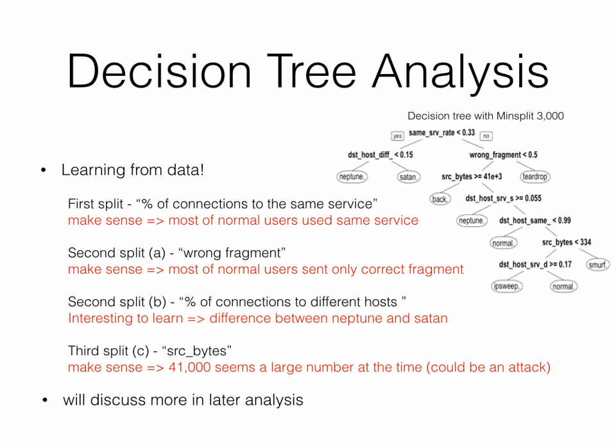When we finish building the decision tree, we can see the splits of it. The first split is on the percentage of connections to the same service. If it is less than 0.33, it will go left; if it's 0.33 or more, it goes right. This figure makes sense, because most normal users will keep using the same service instead of changing services in a short time. So this makes sense, right?